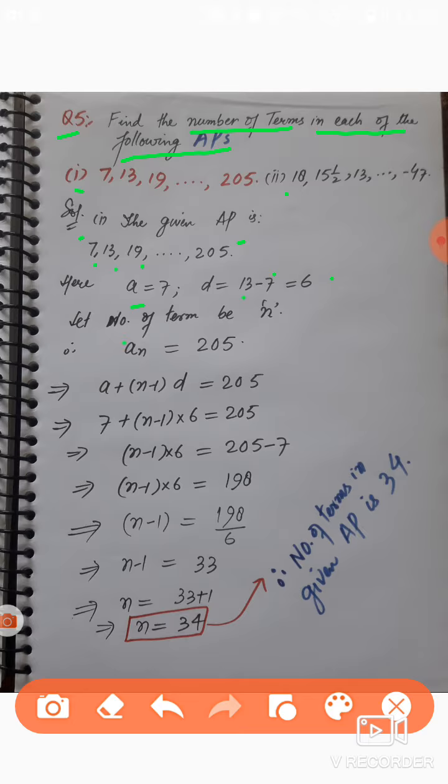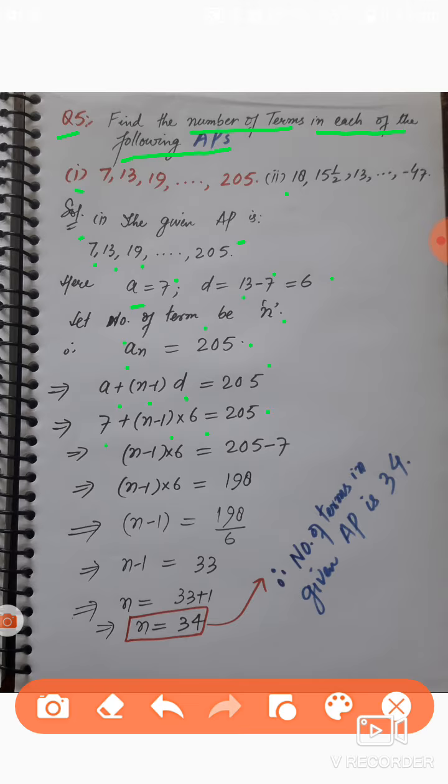Let's suppose that the number of terms is n. Therefore the last term, the nth term, is 205, because we have supposed that the number of terms in the AP is n. By nth term we mean A plus n minus 1 into D is 205. Instead of A we write 7 and instead of D we have 6, therefore 7 plus n minus 1 into 6 equal to 205.